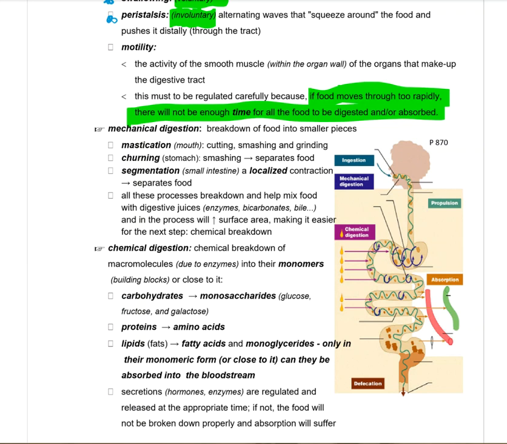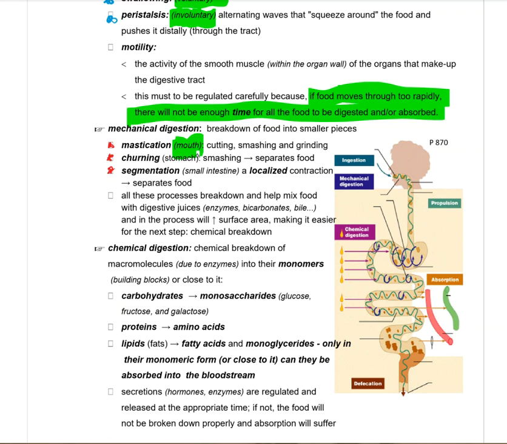There's 3 different ways that we can do this mechanical digestion: mastication, churning, and segmentation. Okay. Now, in each of these cases, the food is not moving from its location, but it is being broken down into smaller pieces. Okay, so the first one, mastication, occurs in the mouth, right? And this is just chewing, cutting, smashing, and grinding. If you want to write chewing next to it, you can do so. We're taking a big thing of food and crushing it into smaller pieces. We're also mixing it with saliva or liquid.